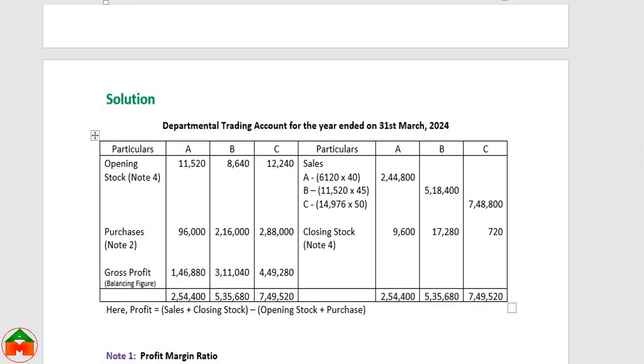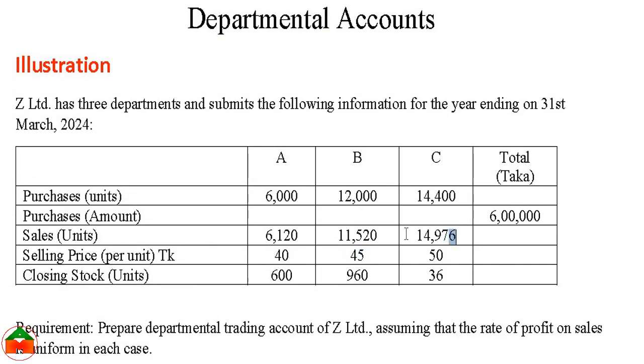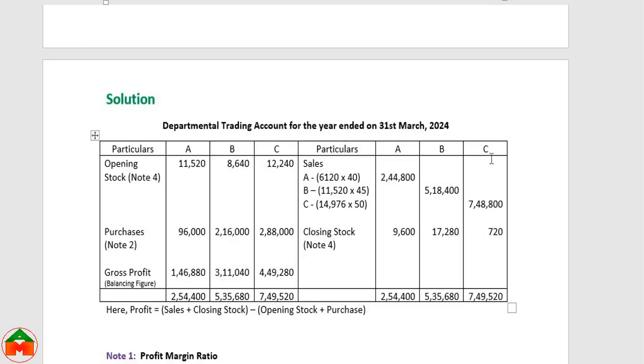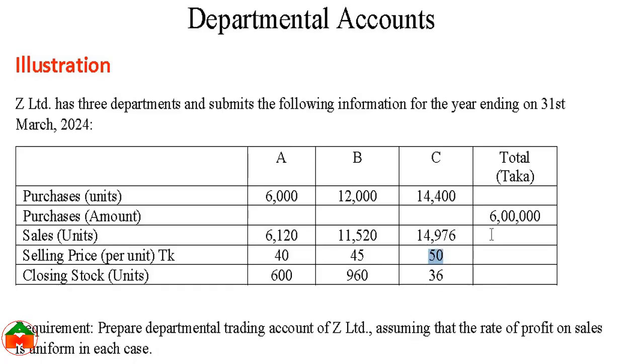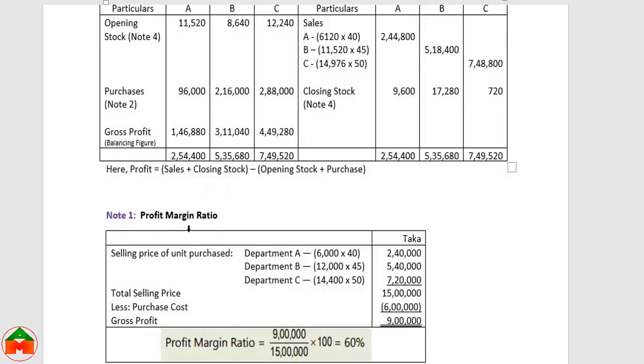5,18,400. In the same way, the sales unit for Department C is 14,976 and the sales price is 50. If you multiply these two amounts, you will get the sales for Department C, which is 7,48,800. Since in the question there is an indication that the profit rate is uniform, we need to calculate what the profit percentage is. As you can see here through note 1, we are going to calculate the profit percentage.